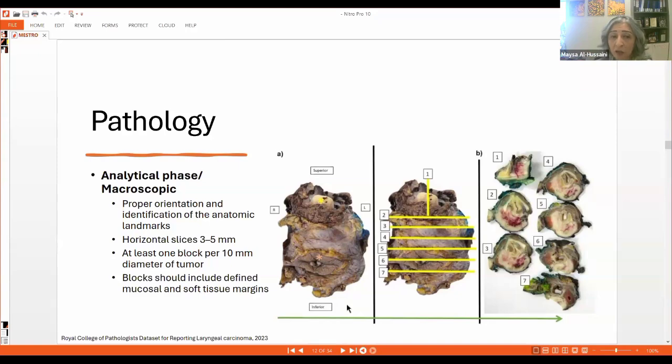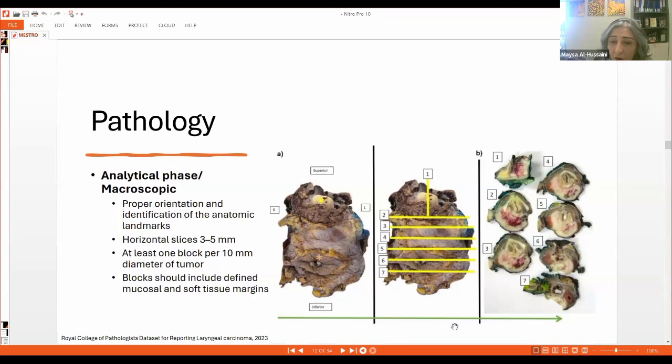Now, for the macroscopic phase, it's extremely important to have a proper orientation for the specimen, and we usually depend on certain landmarks that would help us to orient the specimen properly. And what we also utilize is coloring the margins. We have special colors that can withstand the harsh environment of the processing and the formalin fixation that occurs while we are processing our specimens. And this helps us a lot during microscopic interpretation of the specimen.